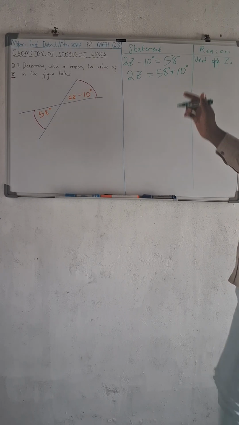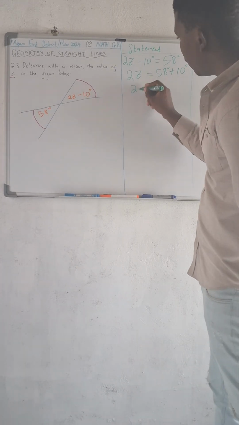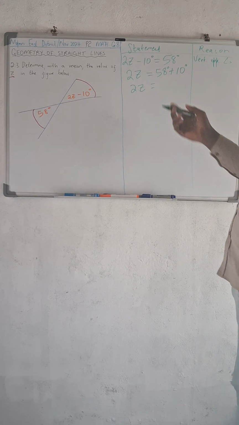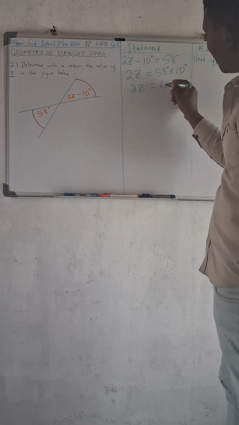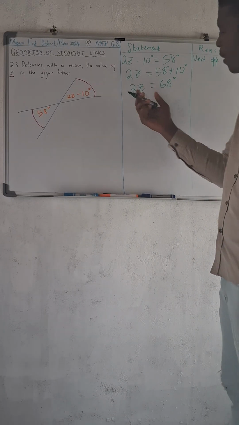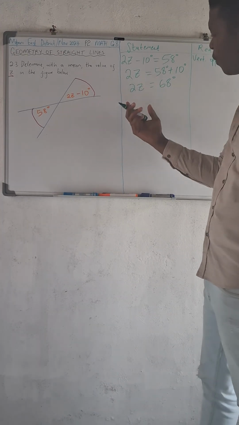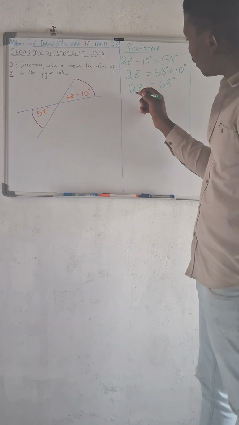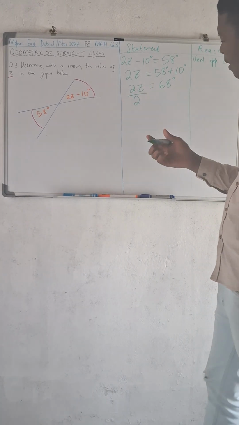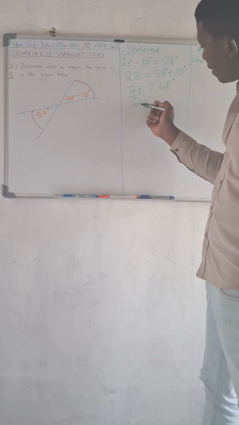What I'll do next, I'll clean up the right hand side. So 2z is equal to, what is 58 plus 10? It is 68 degrees. Don't forget your units. Now I have 2z is equal to 68 degrees. Am I looking for 2z? No. I'm looking for z only. So divide by the coefficient, as we already said. The coefficient of z is 2, so I divide by 2.